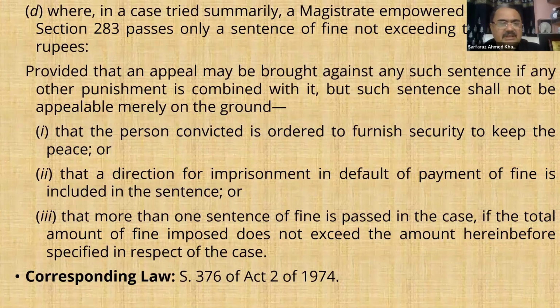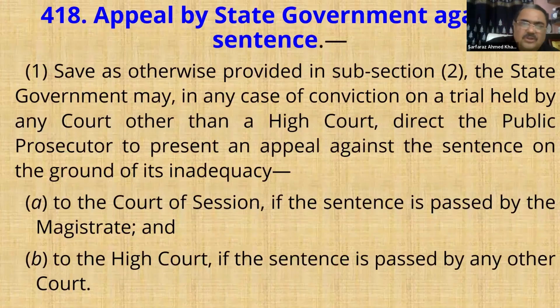Provided that an appeal may be brought against any such sentence if any other punishment is combined with it, but such sentence shall not be appealable merely on the ground, one, that the person convicted is ordered to furnish security to keep the peace, or that a direction for imprisonment in default of payment of fine is included in the sentence, 3. That more than one sentence of fine is passed in the case if the total amount of fine imposed does not exceed the amount hereinbefore specified in respect of the case. So, in some cases the appeal may be filed, but again not on this ground. So that's what the sections are. Even in petty offences, where smaller punishments are normally given, appeal does not lie.